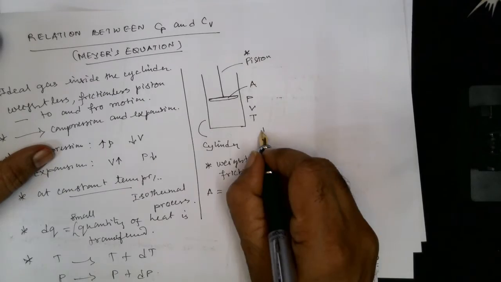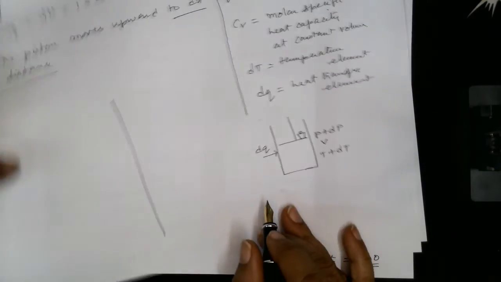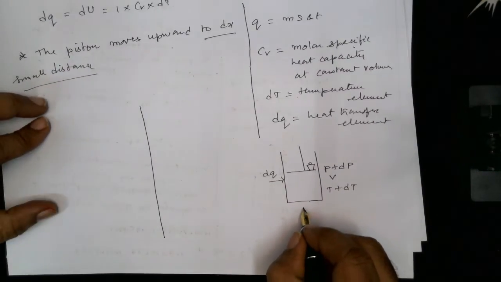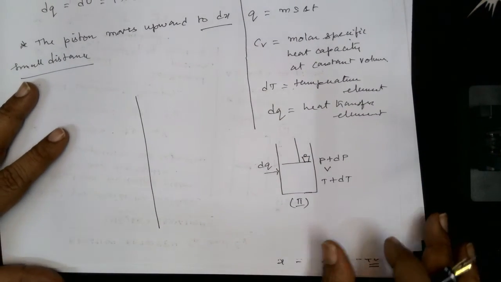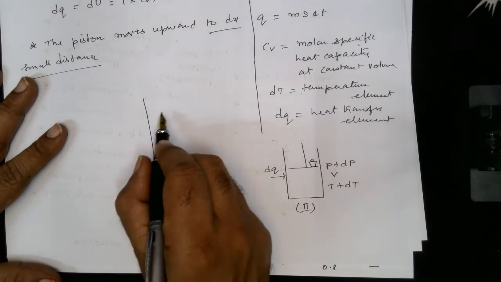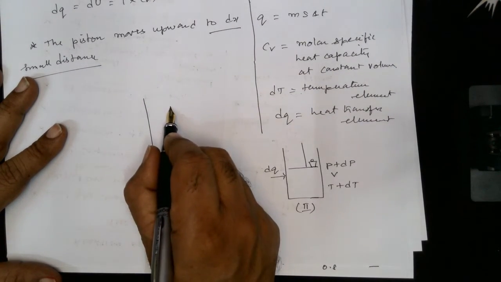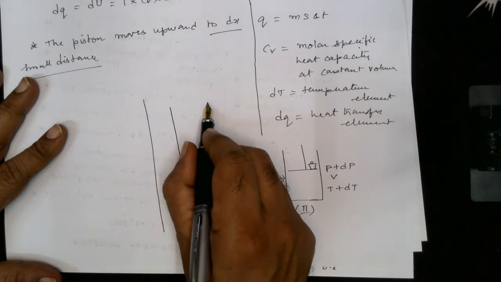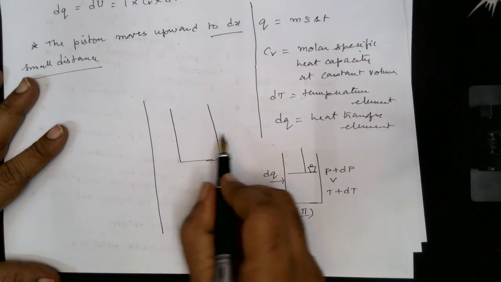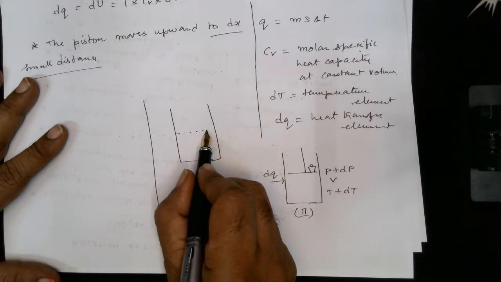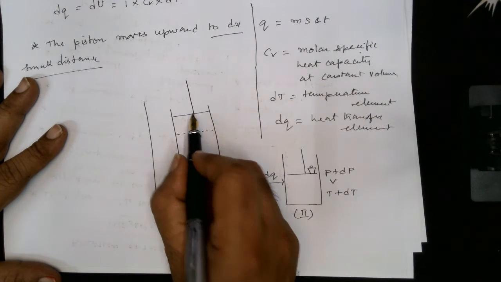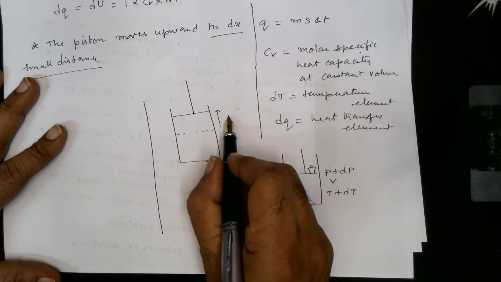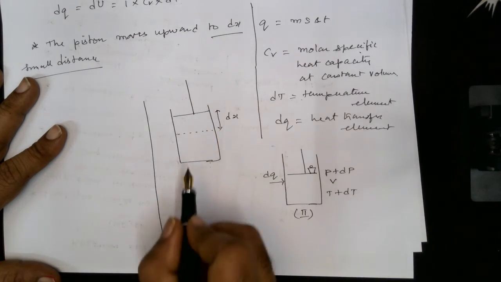So this is the first diagram. This is the second diagram where I have placed the weight, and thereby it exerts an additional pressure. Now I have removed the weight, and that is subjected to some kind of expansion. So initially it was here, now the piston has moved up by how much distance? dx distance.